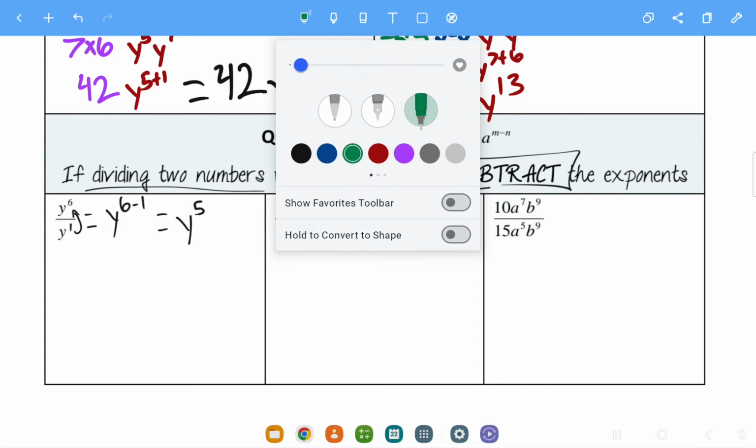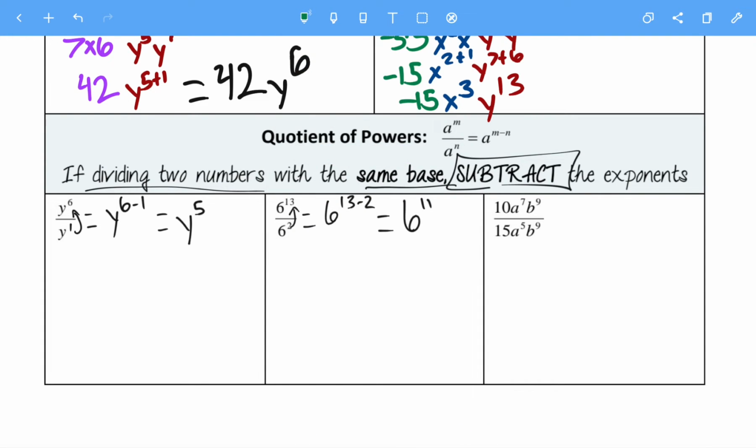Now here we have multiple pieces to each monomial this time. So let's tackle them separately. 10 over 15 is the same as 2 over 3. And I'm going to write that again. Now a to the 7th over a to the 5th. That's going to be a to the 7th minus 5.